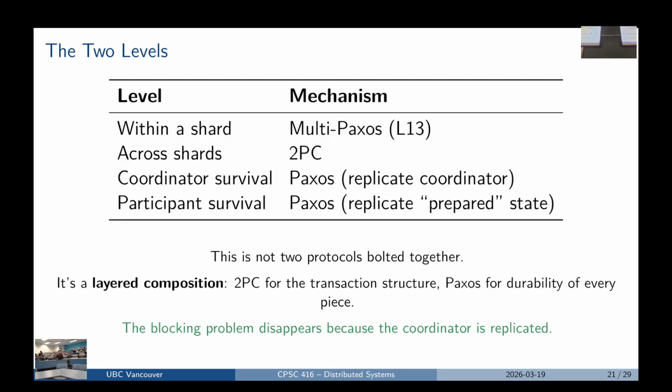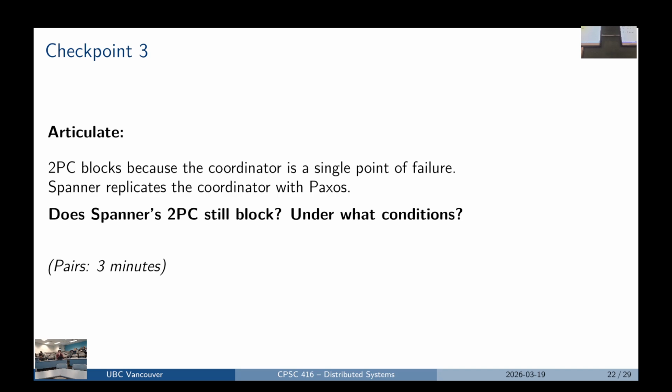The nice thing about this is that the blocking problem of 2PC that we sort of tried to address with 3PC. 3PC you won't see a lot because it's sort of complicated and it still doesn't really solve the underlying problem. Paxos does a better job of solving the underlying problem. So that's why you'll see Paxos and 2PC intermixed with each other. All right, so now, 2PC blocks because the coordinator is a single point of failure. Spanner replicates the coordinator with Paxos. Does Spanner's 2PC still block? If so, under what conditions will it block? This time I'll give you 3 minutes.